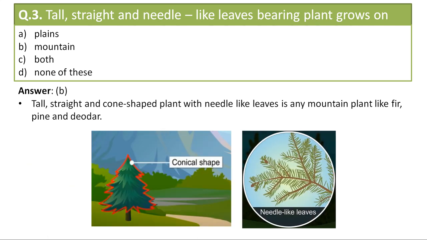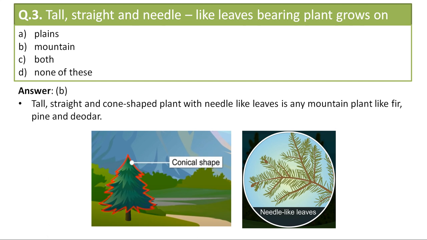Also, the leaves of the trees are needle-like. If the leaves were broad, snow would have rested on them, but needle-like leaves made it easier for the tree to survive the harsh climatic conditions. Hence, the correct option is option B. Tall, straight and needle-like leaves are found on plants that grow on mountains.